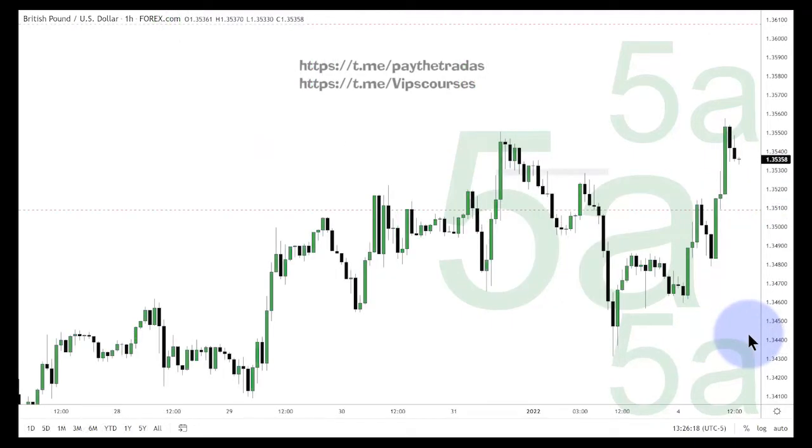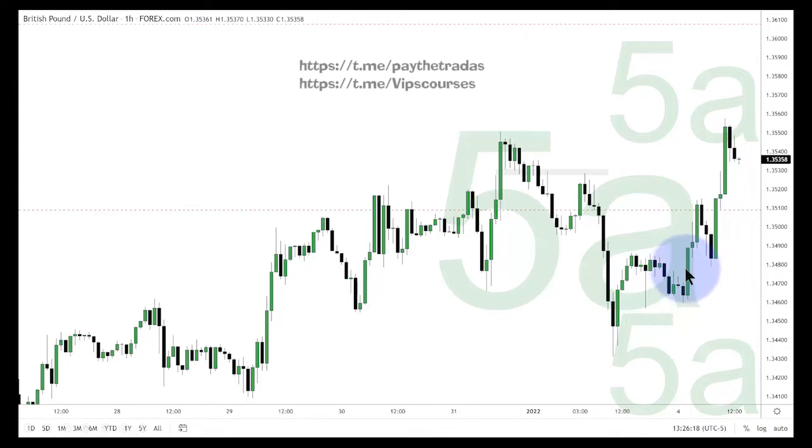British pound, dollar index, hourly chart. Buy side was up here, ran through that. After taking sell side out here, down into the order block and closure of the imbalance here. Optimal trade entry and another optimal trade entry here as well.